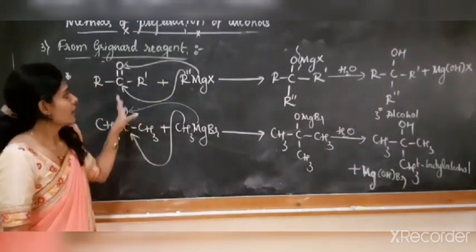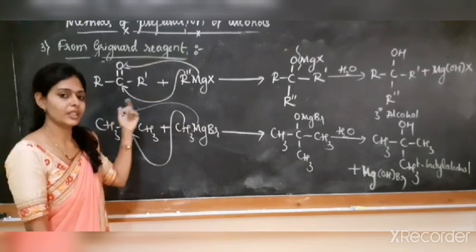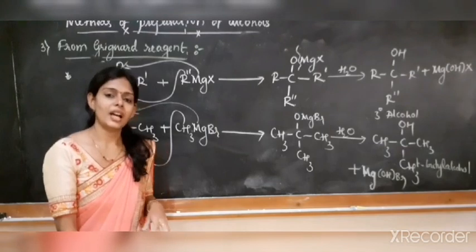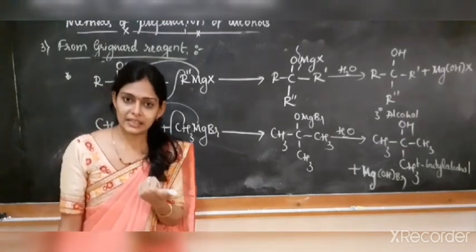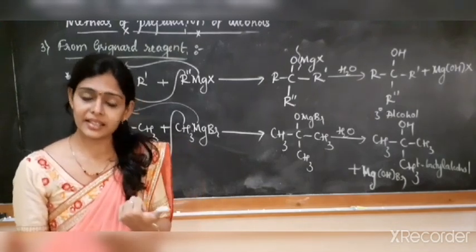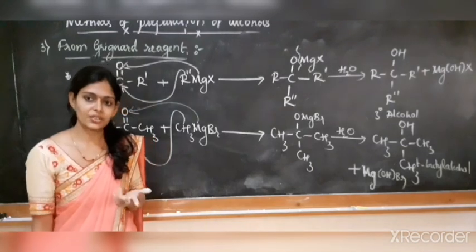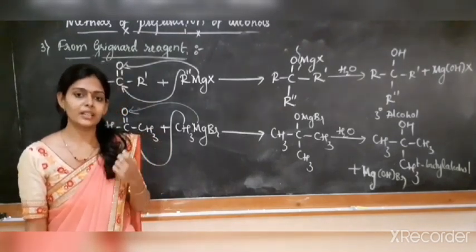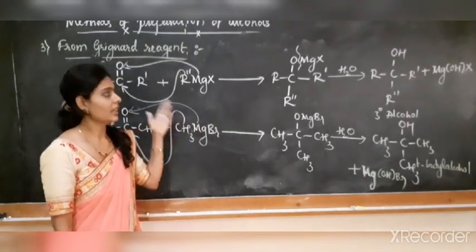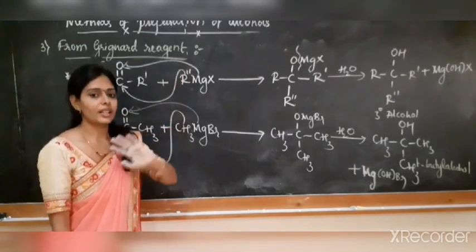So this is how we get alcohols from the reaction of aldehydes and ketones with the Grignard reagent, and these are the methods of preparation of alcohols. The first one was from alkene by the acid catalyzed hydration. The second is by the hydroboration oxidation reaction. Then the next was by the reduction of carbonyl compounds, we get the respective alcohol. And the third one is from the reaction of aldehydes and ketones with Grignard reagent.